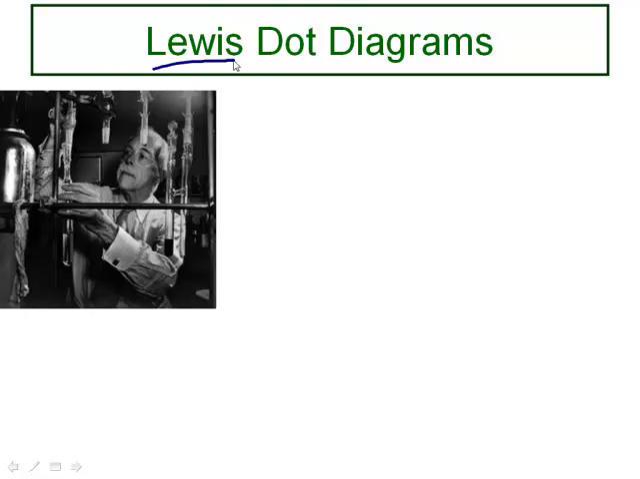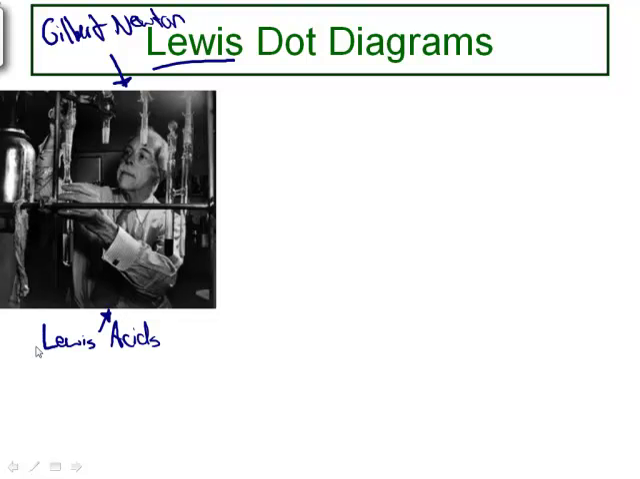Now, Lewis dot diagrams are named after a very famous chemist named Gilbert Newton Lewis, and that's a picture of him down here. Gilbert Newton Lewis was really famous for a variety of things. Later in the year, we're going to talk about his contributions to acid-base theory. If you've ever heard of Lewis acids, that's this guy right here. He gave us some ideas about how to understand acids and bases, and that's called Lewis acid-base theory now in his honor.